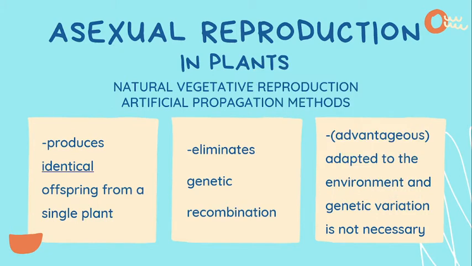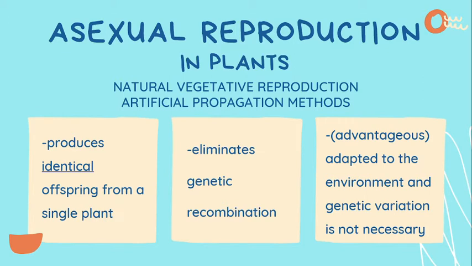This is the other type of reproduction that plants are capable of doing, and it takes two forms: natural vegetative reproduction and artificial propagation methods. So, in asexual reproduction, it produces identical offspring from a single plant. So, it looks the same as the parents. Okay, the offspring looks the same as the parents.